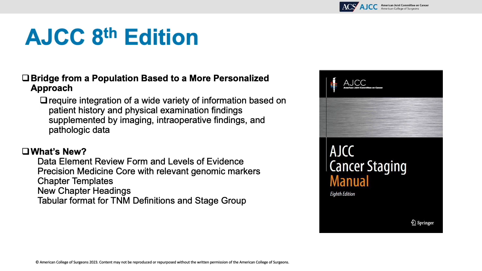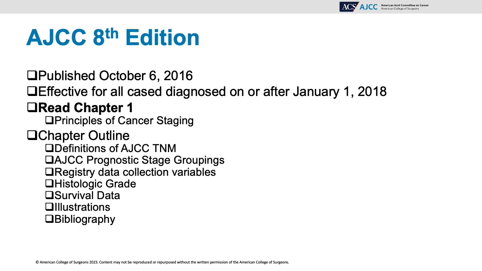The 8th edition was a great improvement over previous editions. It used integration based on all kinds of factors that weren't really included before. There were data elements from levels of evidence, precision core, chapter templates, new chapter headings, in a tabular format. The 8th edition was published in 2016 and was intended to be used after January 2018. Again, please read chapter 1. The outline of each chapter is similar, and that was an organizational thing that we did for the 8th edition.